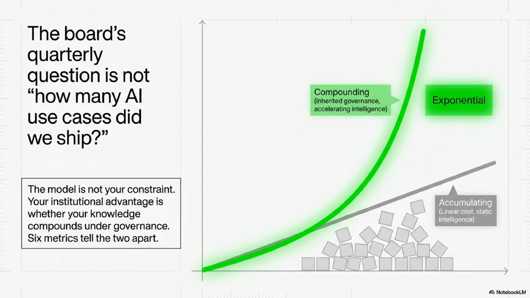A context graph, built well, compounds. The 10th use case inherits the validated definitions, the certified procedures, and the approved controls of the first 9. The curve bends. So the job of this episode is to make that bend observable. 6 metrics. Each one is a piece of evidence you can put in front of the board.